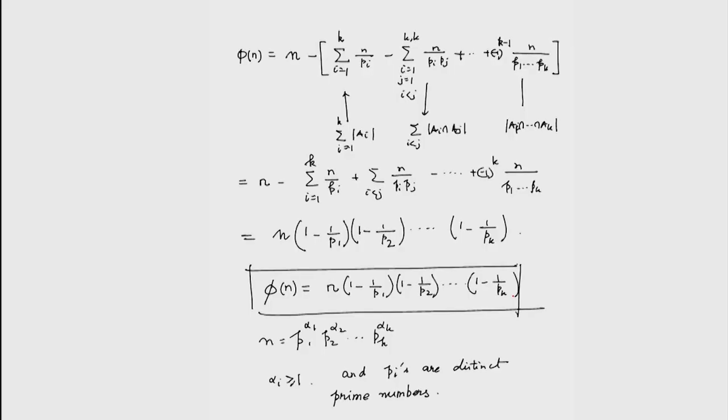Euler's phi function plays an important role in number theory and many other applications of number theory. This example gives us an instance where the principle of inclusion and exclusion gets used in finding out a very fundamental function of number theory, which is the Euler's phi function.